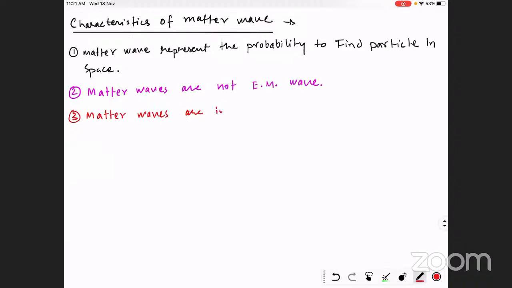are independent from charge. चार्ज से इंडिपेंडेंट है. समझ आया? मींस चार्ज का मैटर वेव्स की वेवलेंथ पे कोई फर्क नहीं पड़ता. Matter waves are independent from charge. चार्ज का मैटर वेव की वेवलेंथ पे फर्क नहीं पड़ता.